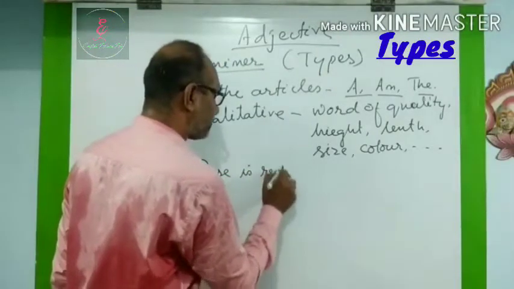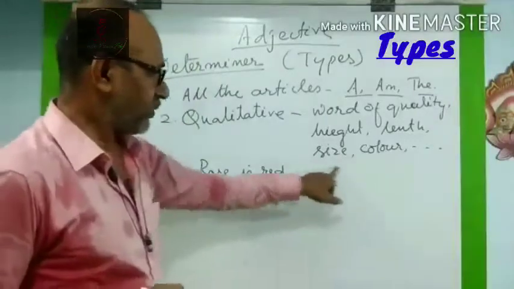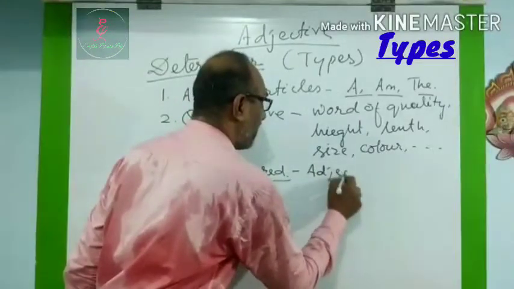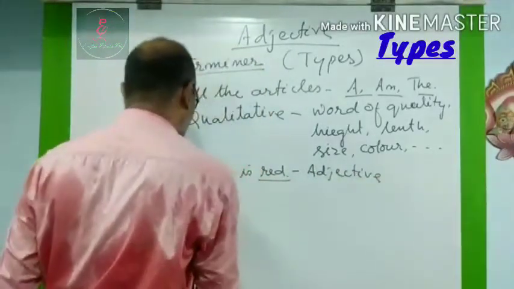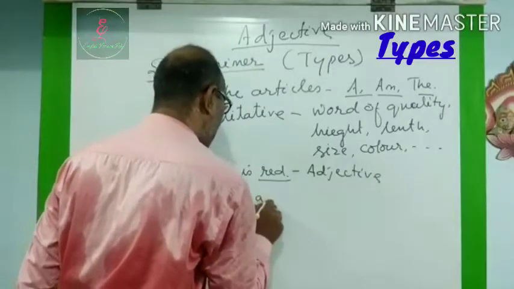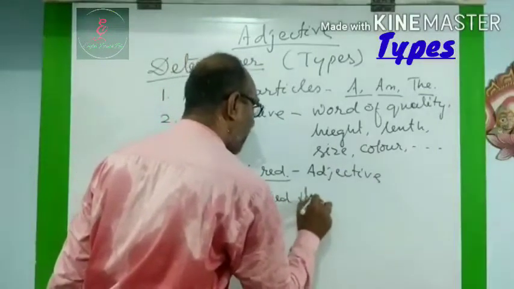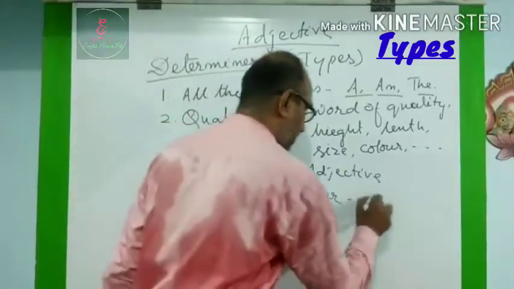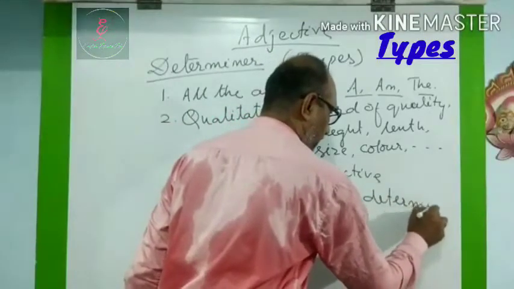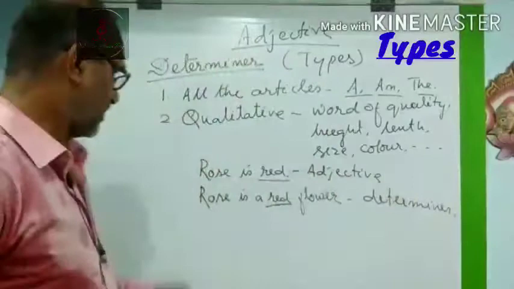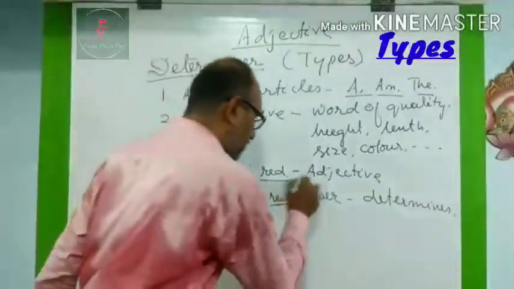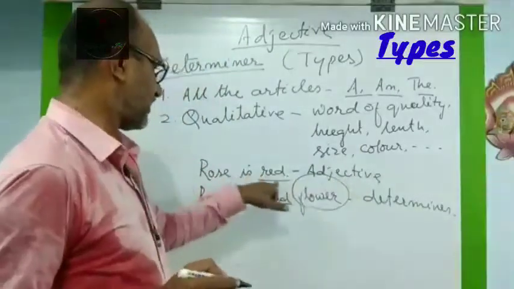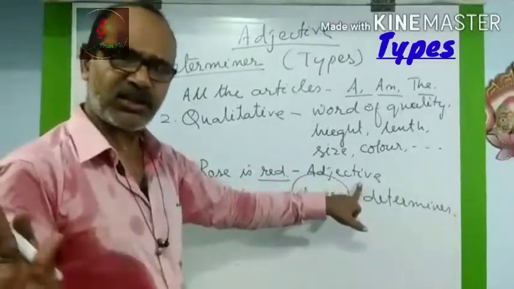Like, rose is red. As there is no noun after red, this is an adjective. But when I write here, rose is a red flower, this red becomes a determiner. Rose is a red flower, so flower is a noun, so red becomes a determiner. But in the earlier sentence, red is an adjective. Yes, this is the difference.